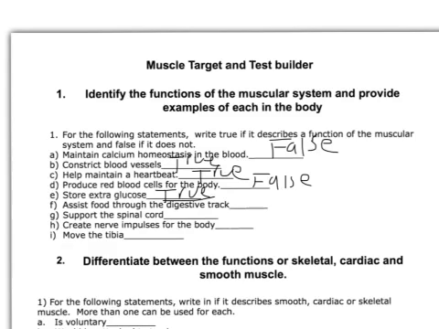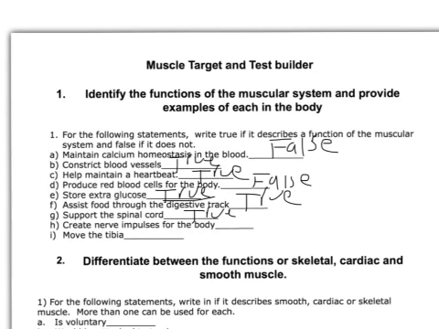Assist food through the digestive tract. Oh yeah, peristalsis all the way. Hopefully you know that word, peristalsis. Supports the spinal cord. Yup, sure does. Those muscles in your back, the erector spinae. It can cause things like scoliosis if those muscles waste away. Muscular dystrophy, the breaking down of the muscles, can cause spinal cord imbalances.